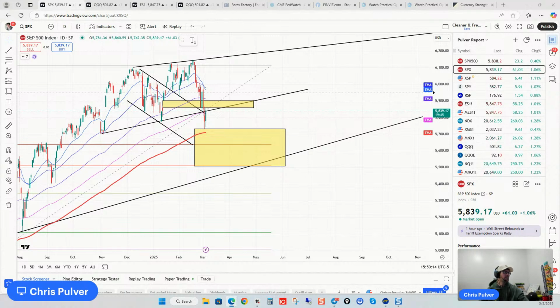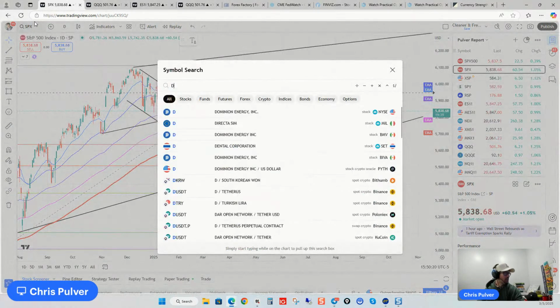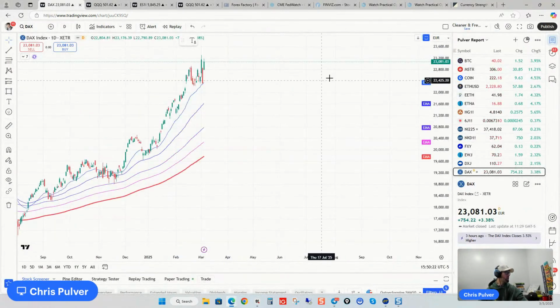Yeah, exactly right. Mohammed says DAX is killing me, but being so overbought. So why are you shorting the DAX? I mean, come on. What are you trying to do here?